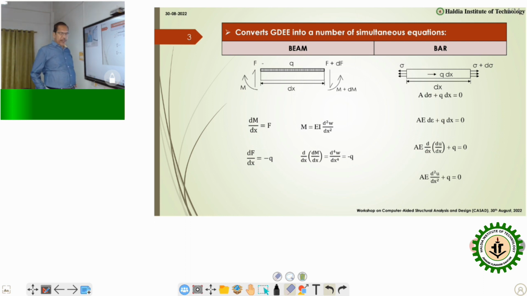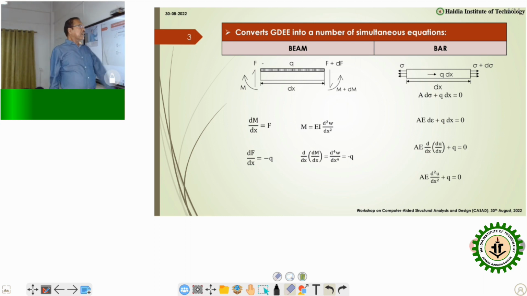Next we can come to a bar. In the bar, let's say there is an axial force of intensity q. If we take a small length of the bar, then the force acting in the direction of its axis will be equal to q dx.